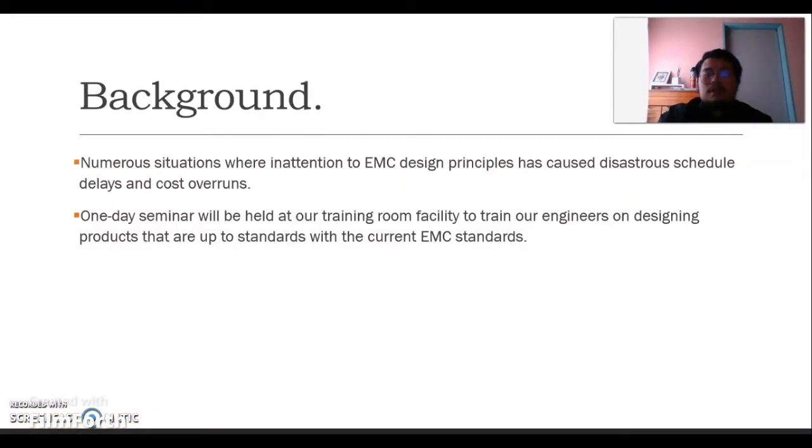Okay, for our background, there are numerous situations where a company makes a product and there is some issue in the product itself, due to inattention to EMC design principles, which has caused disastrous schedule delays and cost overruns for the company, and this can be quite harmful for the company's budget. So a one-day seminar will be held at the training room facility to train our engineers and related staff on designing products that meet the current EMC standards. That is our purpose for this seminar.